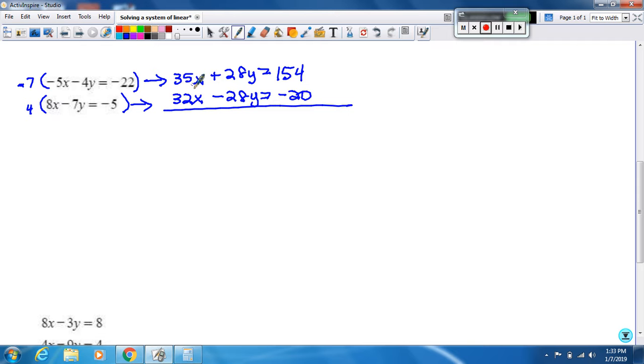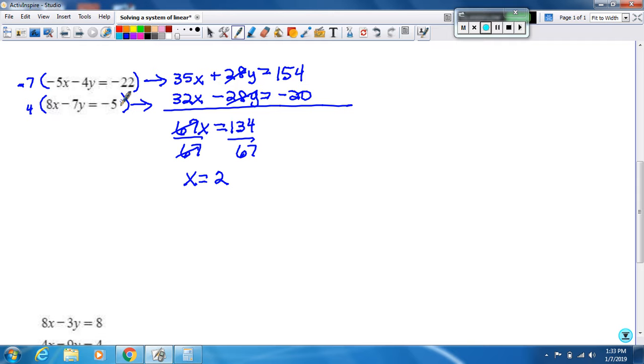So 35 and 32 is 67x. Opposites cancel, so those y's canceled out. Equals 154, take away 20 is 134. Divide both sides by 67. Top cancels with bottom. 134 divided by 67 is 2. Okay, so x is 2.